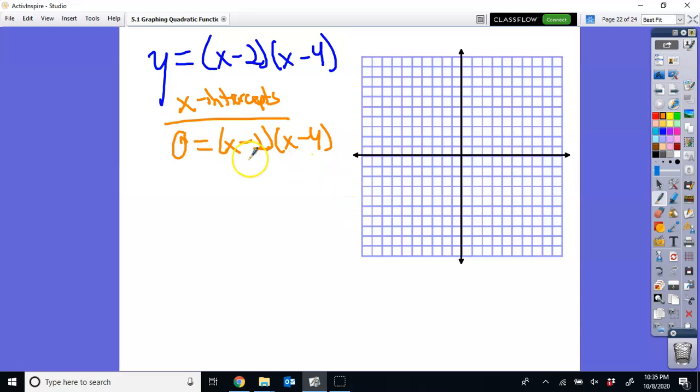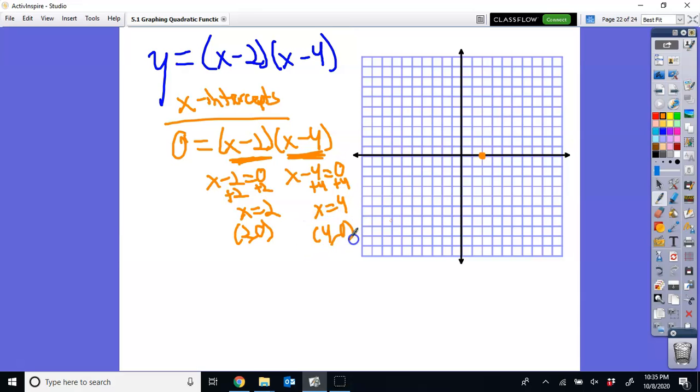I'll repeat that zero product property again. This times this equals nothing. That means x minus 2 could be nothing, or x minus 4 could be nothing. Both of those would make the whole function equal nothing. So that means x minus 2, if I add 2, will give me x equals 2 is one of my intercepts. Add 4 here, and I get x equals 4. 4 is my other intercept.